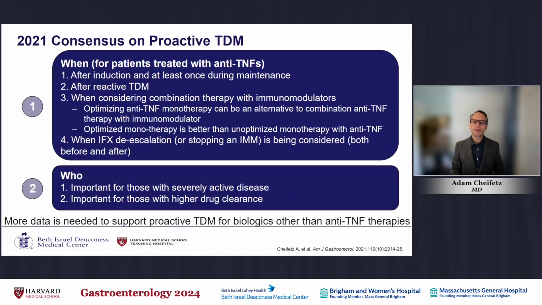For proactive therapeutic drug monitoring, we recommended it after induction and at least once during the maintenance phase, after reactive therapeutic drug monitoring. When considering combination therapy with an immunomodulator, in certain patients, you can consider optimized monotherapy as an alternative to combination therapy. And certainly, if a patient is just on infliximab, it is certainly better to use proactive TDM and dose optimization compared to unoptimized monotherapy. We talked about when potentially de-escalating infliximab or stopping an immunomodulator. It should be done both before and after.